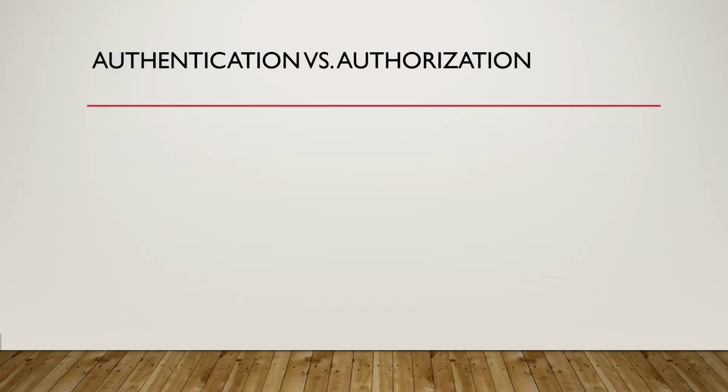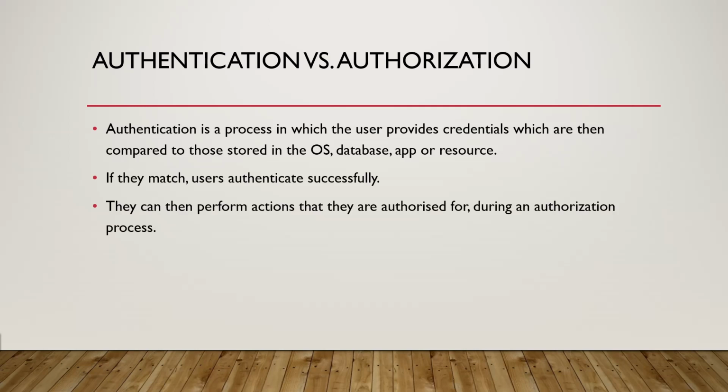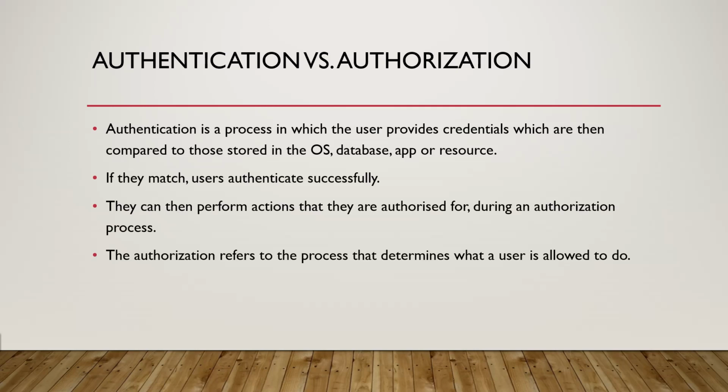And what is authentication and what is authorization? Authentication is a process in which the user provides credentials which are then compared to those stored in the operating system, database, app, or resource. If the credentials taken from the user match those stored in the operating system, database, app, or resource, then the user authenticates successfully. Then they can perform actions that they are authorized for during an authorization process. Authorization refers to the process that determines what a user is allowed to do.